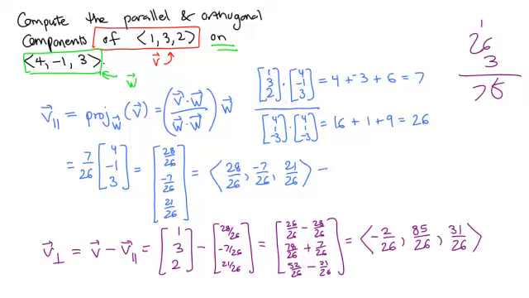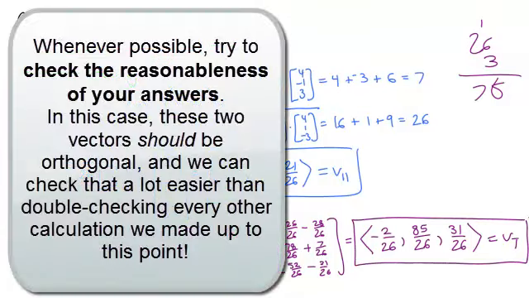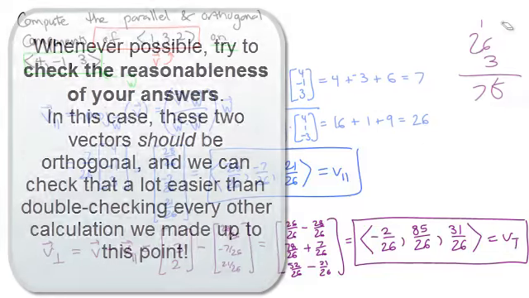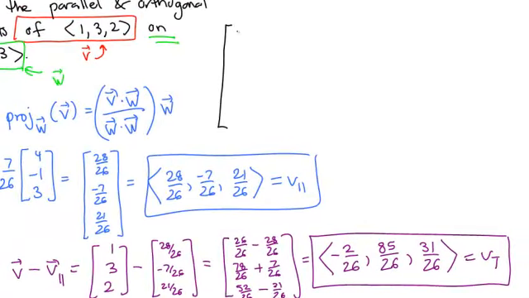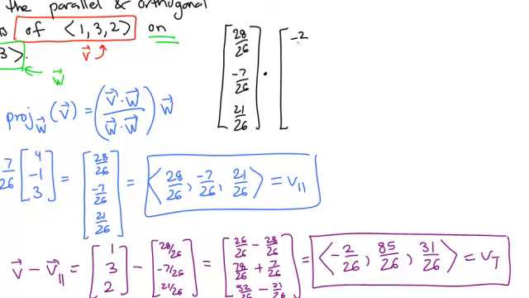And so here we have the two components we're looking for, the parallel component and the orthogonal component. A useful thing that we could do at this point, by way of checking our work, is that these two vectors should in fact be perpendicular to each other. And so we could do a quick check on our work by simply double-checking their dot product. So let's test this out really quickly. Let's take 28/26, negative 7/26, and 21/26, and dot that against negative 2/26, 85/26, and 31/26.